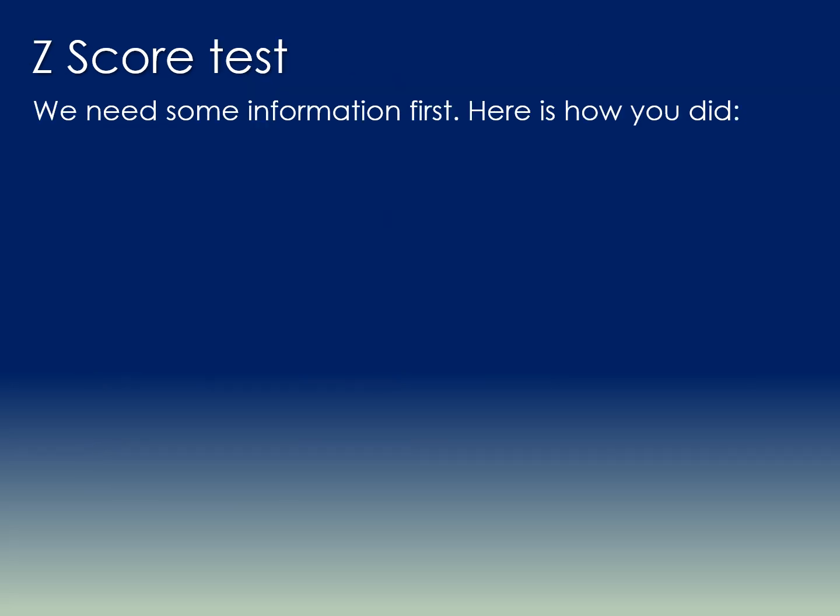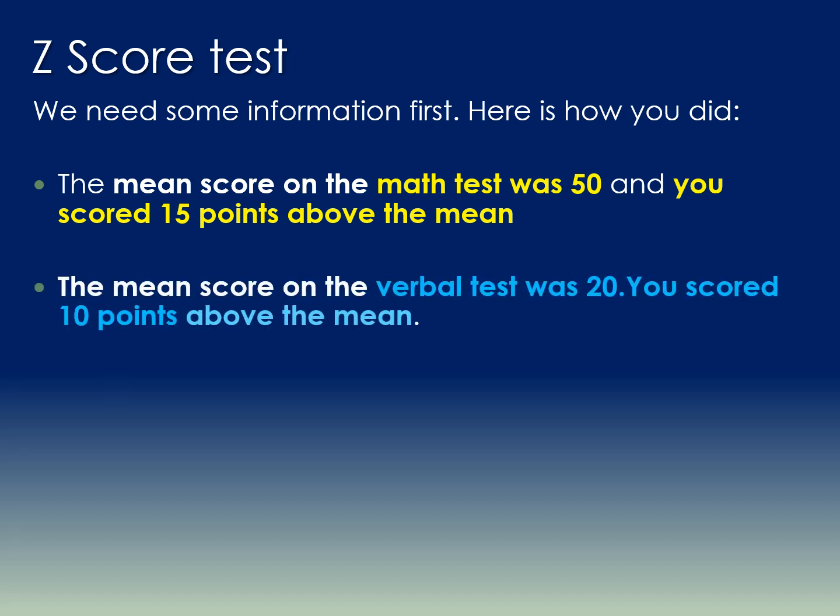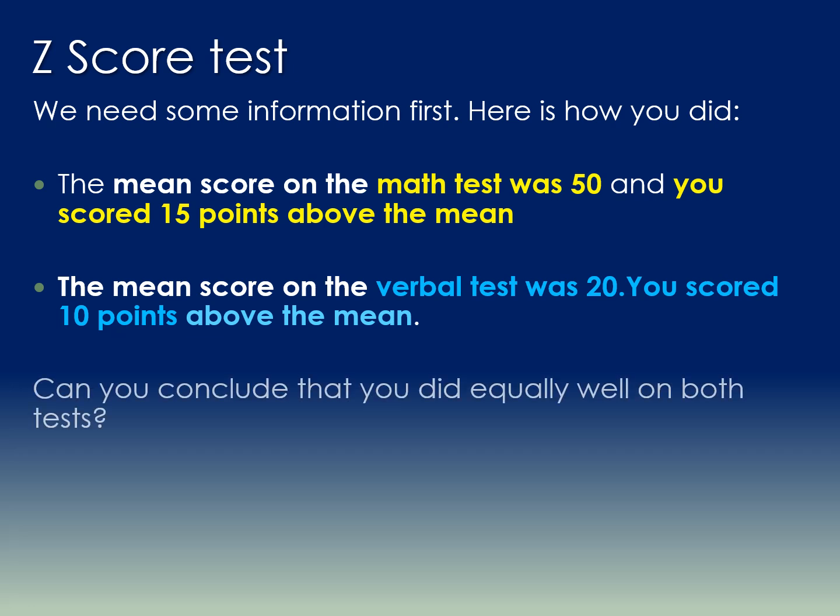Before we get into this example, we need some information first. So here's how you did. The mean score on the math test was 50, and you scored 15 points above the mean. The mean score on the verbal test was 20, and you scored 10 points above the mean. So far the good news is you're better than average. You're scoring better than half the class at least. We just don't know by how much yet.